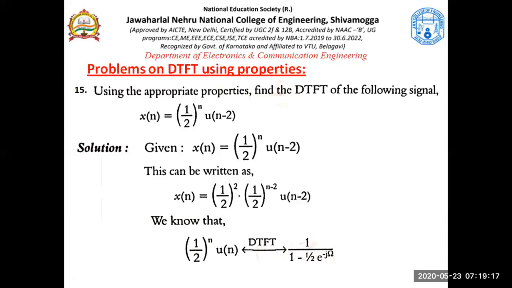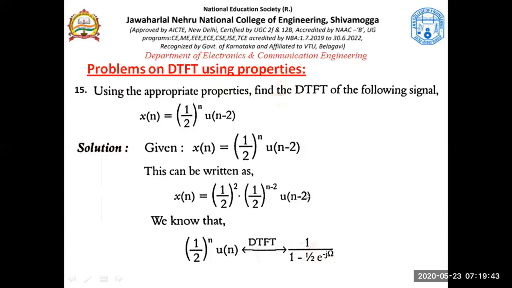So we have tried having the positive powers of z when we did z transforms. Here the problems that we are seeing have negative exponentials. That's the difference. Otherwise it's almost like your z transforms only, wherein z is replaced by e power j omega. Fine. Now half power n u of n is taken.